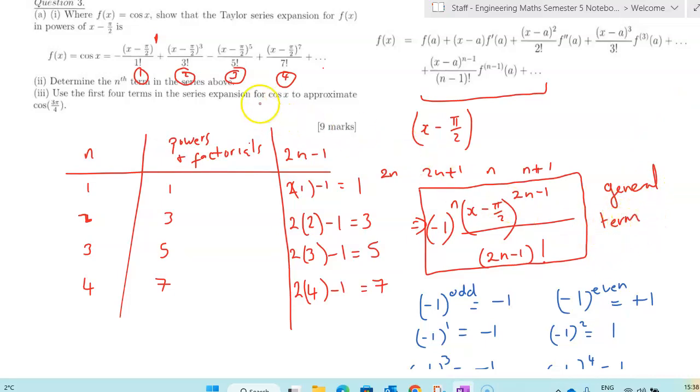Okay, now the third part. Use the first 4 terms in the series expansion for cos x to approximate cosine 3 pi over 4.